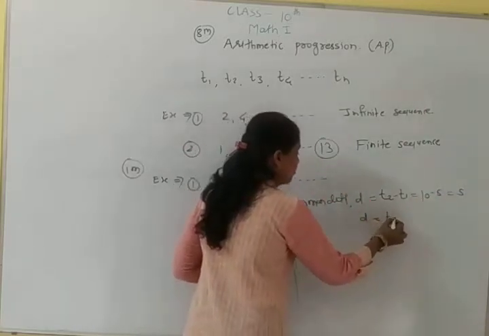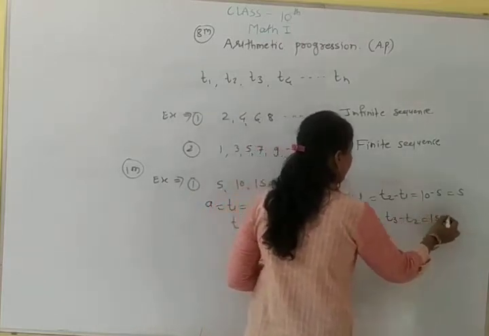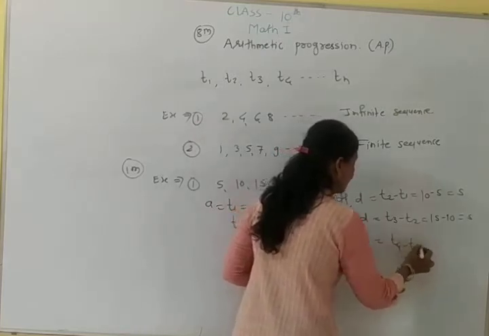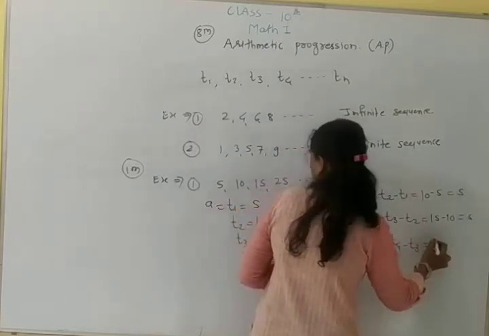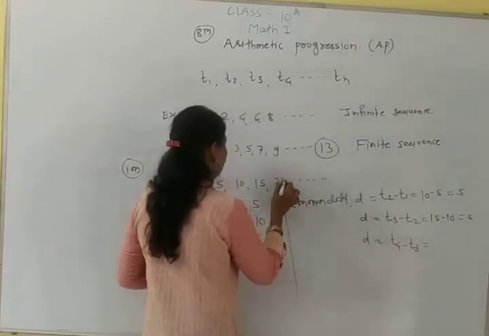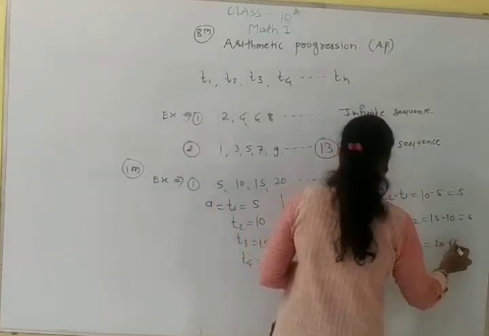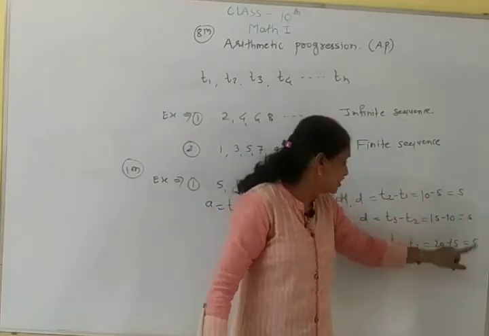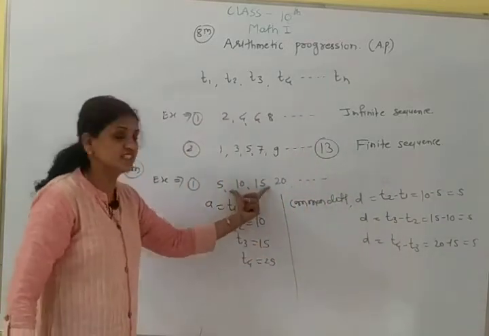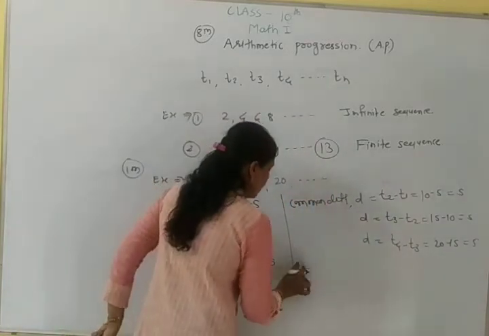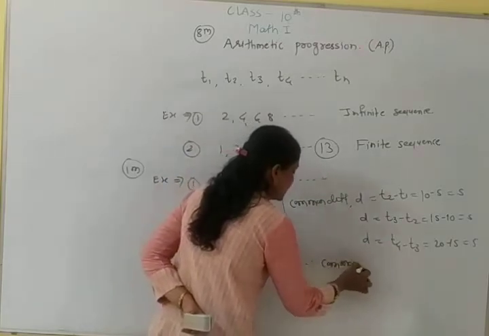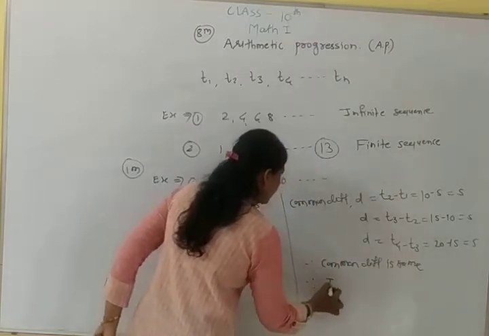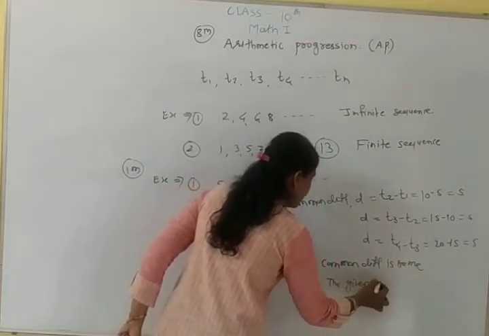Again D equal to T3 minus T2, that is 15 minus 10, again 5, and D equal to T4 minus T3, here 20 minus 15 equal to 5. Here the difference is same, that is 5. So in this situation, if the difference is same, then the given sequence is an AP. Here the common difference is same. Therefore the given sequence is an AP.